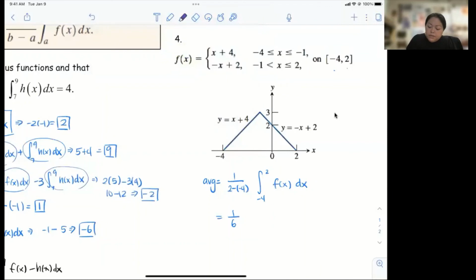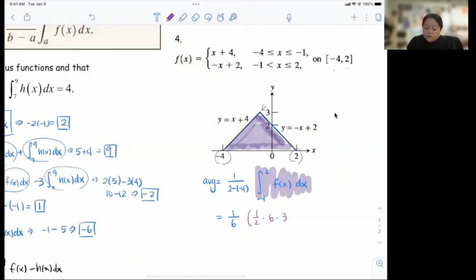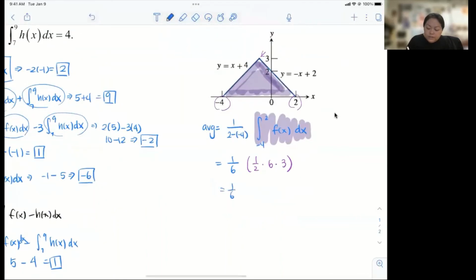Well, this is where you're appealing to the geometry of it. This piece of it is the area between the curve and the x-axis, and f of x is defined here. This is the area, so I'm looking for the triangle, right? So I'm taking the area of a triangle, 1/2 base, and the base is from negative 4 to 2, so 2 minus negative 4, that's a base of 6. And then the height is 3 right here. You can plug it in, or you can look at the graph here. So that would be your area of the triangle. So you get the average 1/6 times 1/2 times 6 times 3, which is 9. So the average value here is going to be 3 over 2.